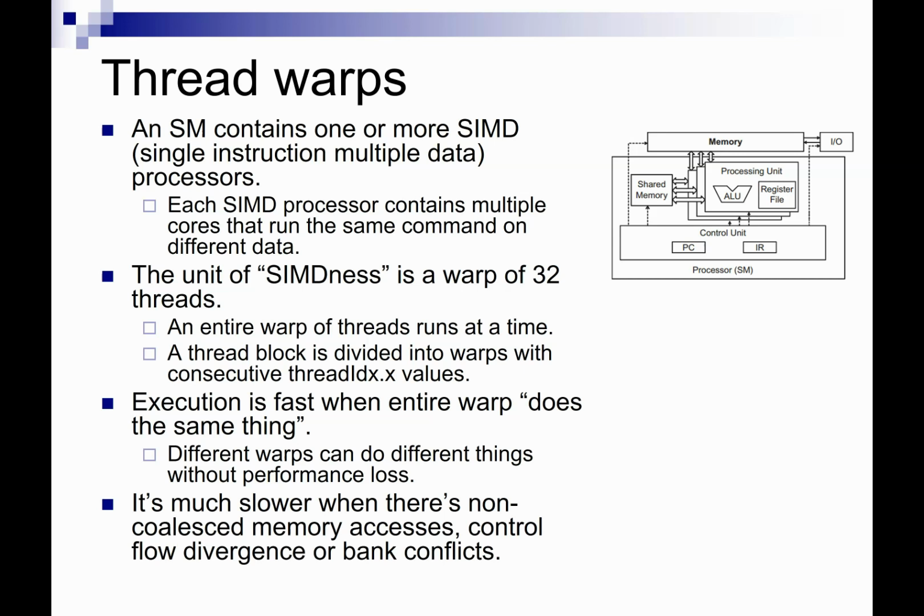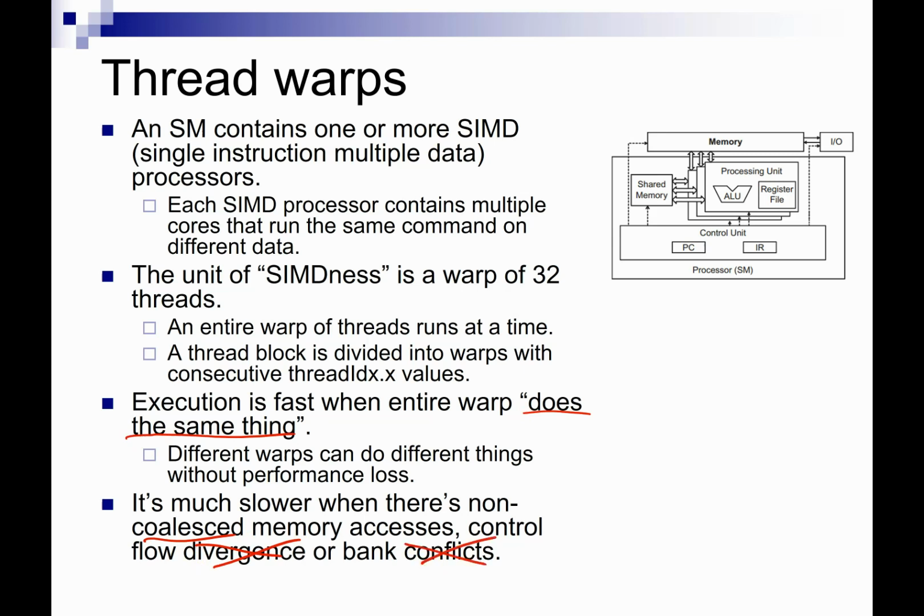So what do we mean by doing the same thing? Well, there are several issues. The first one is called coalesced memory accesses. We want the entire warp to make coalesced memory accesses. Also, we want the warp to avoid flow divergence, and we want the warp to avoid bank conflicts. So this is what we mean when we say that the threads should do the same thing.